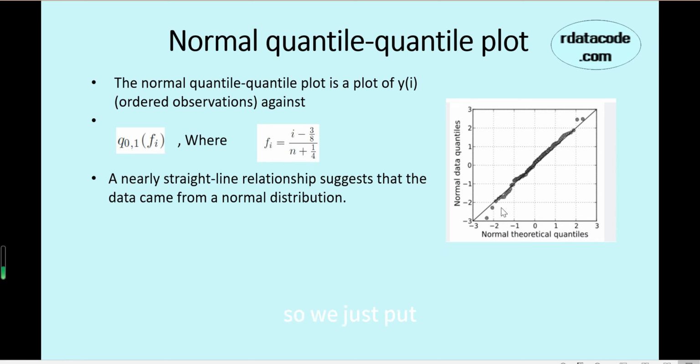So we just put a point for each random sample value and its corresponding theoretical normal quantile value. If this scatter plot almost matches this straight line, we say this random sample comes from a normal distribution, or at least is approximately normally distributed, right?